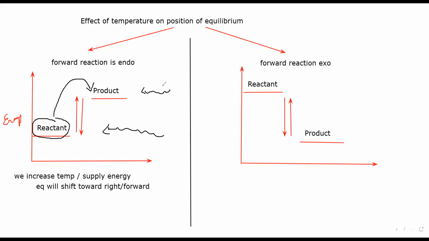Is it clear? When we supply energy, what happened? The product can also absorb energy, and the reactant can also absorb energy. But when the reactant absorbs energy, it can form a product. So the amount of product will increase, or equilibrium shifts towards the right, or yield will increase. So for an endothermic reaction, when we have a reversible reaction at equilibrium and we supply more energy or increase the temperature, it will shift the equilibrium towards the right hand side.